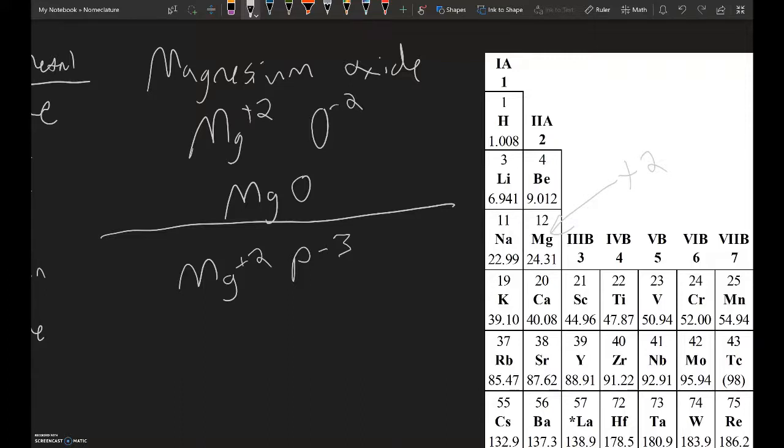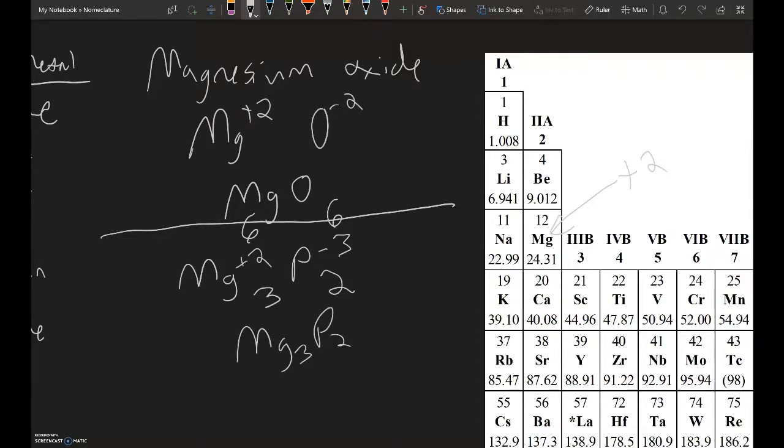As we look at the two charges here, we can see that 2 and 3 is not going to cancel. What we do is we find a common number between the two, which would be 6. So I'm going to put 6 up on top of both of those. How many times will 2 go into 6? 3. How many times will 3 go into 6? 2. That's how you can get your subscripts. So you end up with Mg3P2 for your formula.